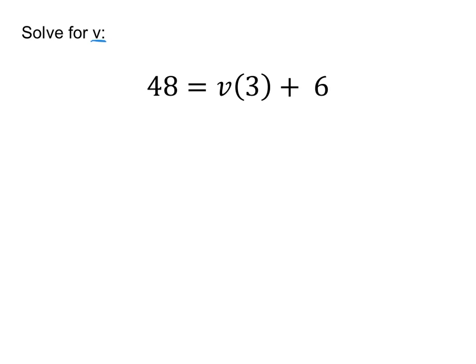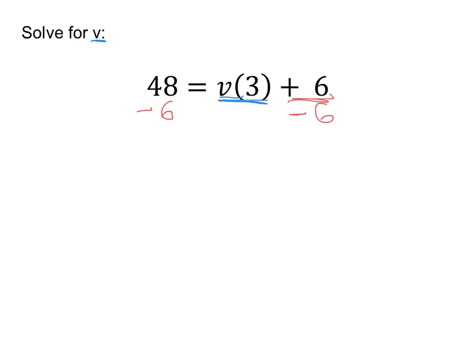So v right now is attached to this times 3, okay? And I want to get that by itself, okay? I can't get rid of that 3 right now because something is doing a thing to both of those, namely this plus 6 here, okay? So what I want to do is get rid of that plus 6. So what I do is I will subtract 6 from both sides, okay?